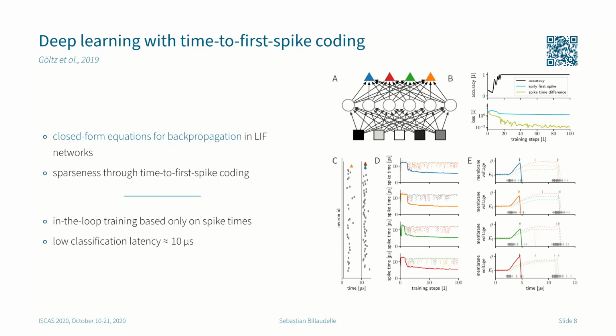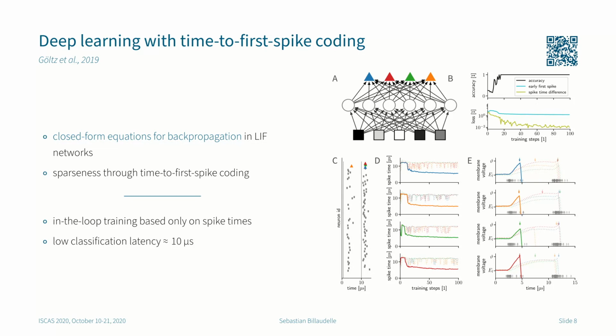Panel D shows how the spike times evolved during training. The correct label unit is continuously pushed to fire at earlier times, and the other units fire at later times. Panel E shows traces from these exact same label neurons after training. They were recorded from BrainScales 2 via an on-chip ADC. These traces also highlight the low classification latency, which is in the range of 5 to 10 microseconds depending on the network parameters.